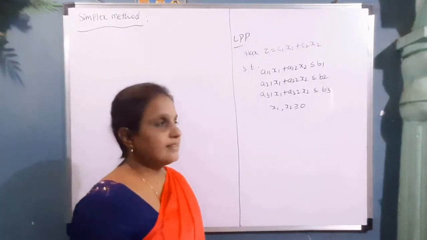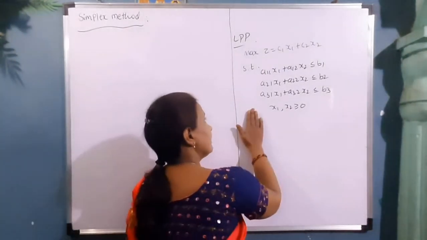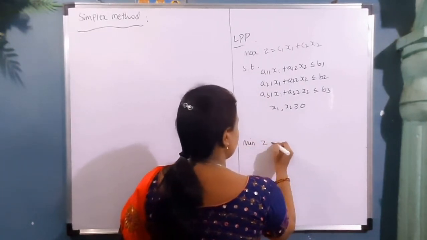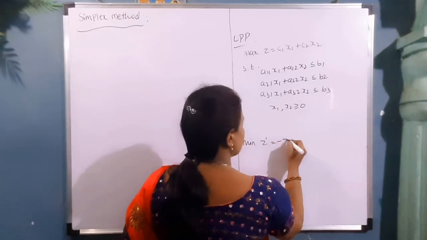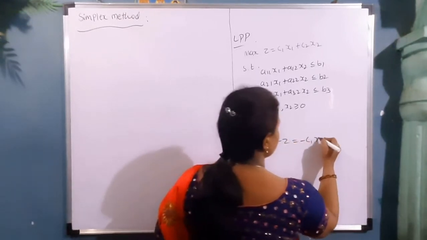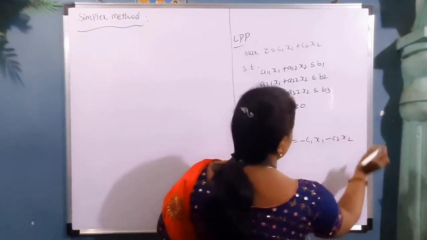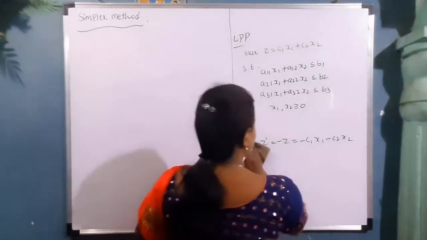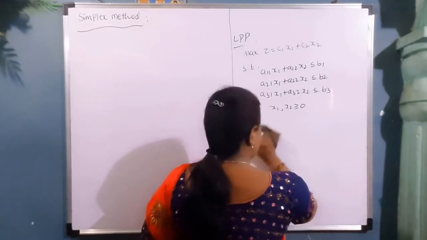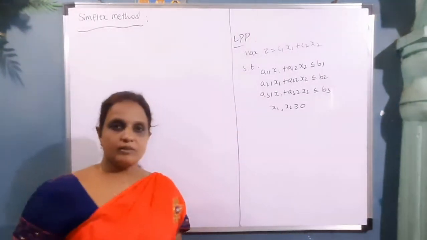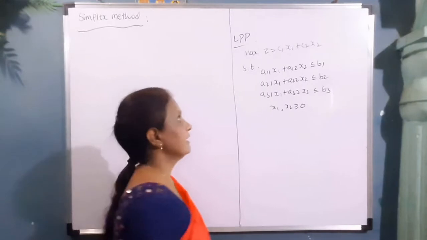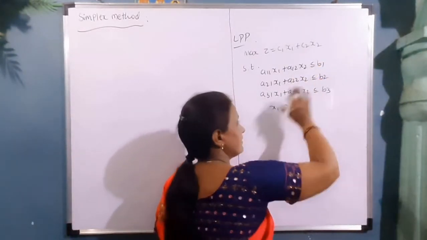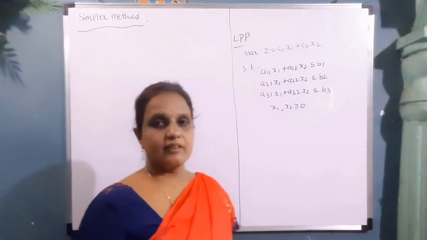If this is a linear programming problem and instead of maximize, it was given as minimize z, then we would have written this as z dash equal to minus z equal to minus c1 x1 minus c2 x2. So the first step is to check whether it is minimize or maximize. If it is minimize, we have to make it maximize. Next, all the constraints should be less than or equal to. Here all are already less than or equal to.